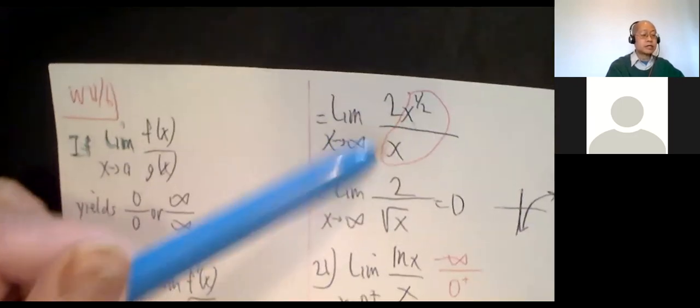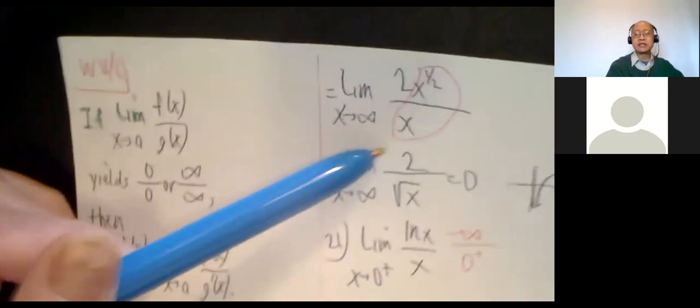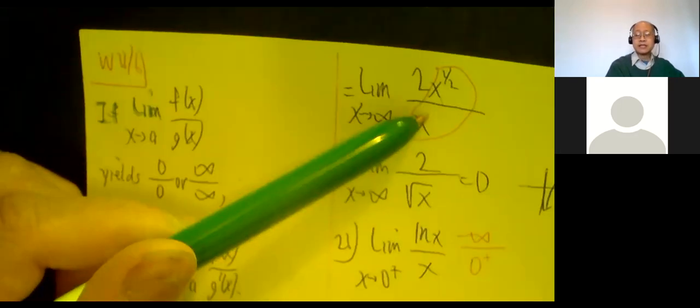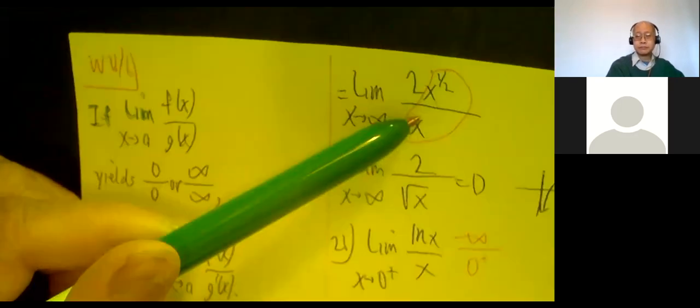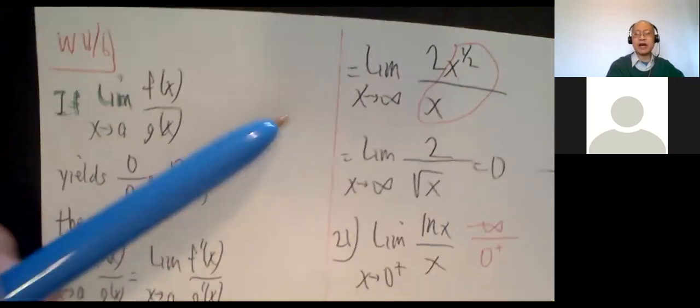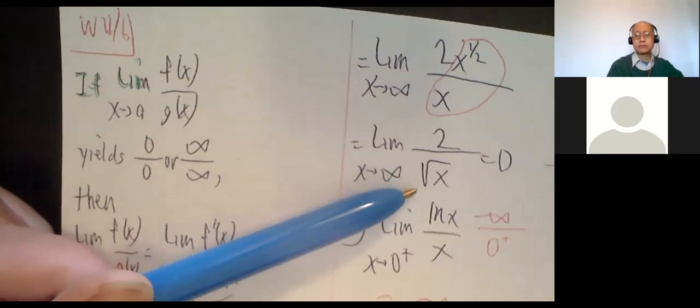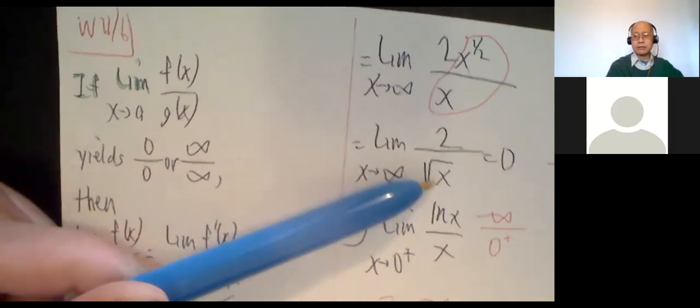Okay, and now I just combine these. x to the 1/2 divided by x, that's like x to the 1. So x to the 1/2 divided by x to the 1 is x to the negative 1/2, which I can write as 2 over radical x. And there it is. Now that limit is equal to 0.